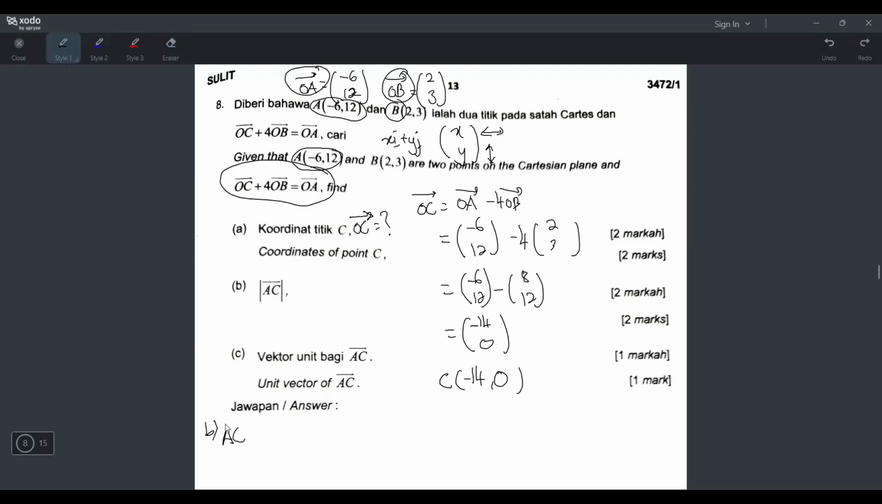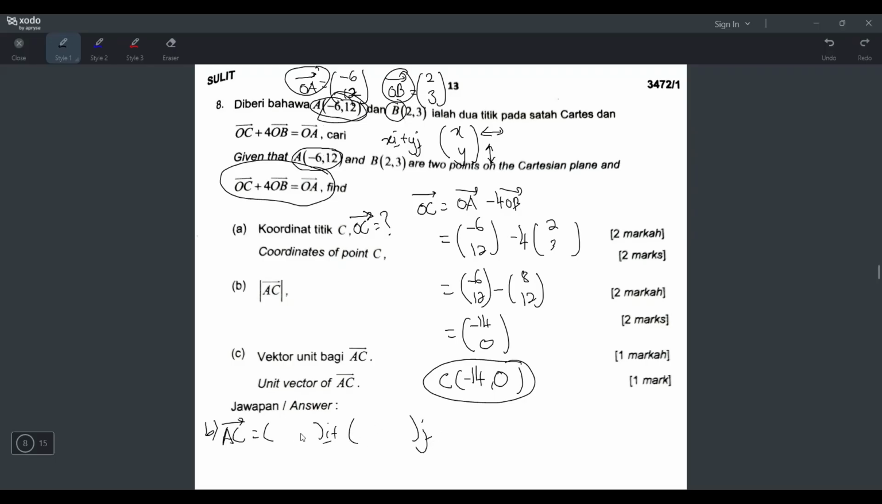So you need to find vector AC now in terms of i and j. And how to do that? Very easy. You take the C coordinate minus the A coordinate, because we are finding the vector from A to C. That means you will take C minus A, because it's from A to C. So later your answer will be something i plus something j.